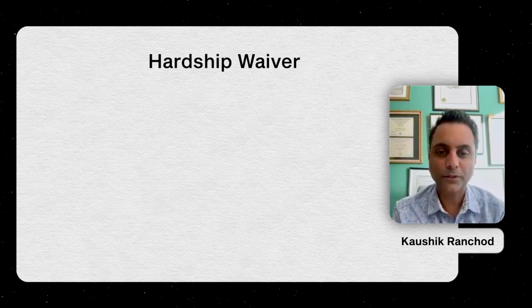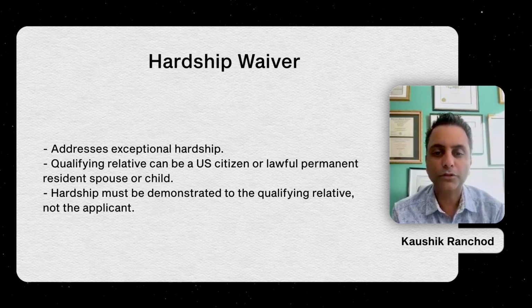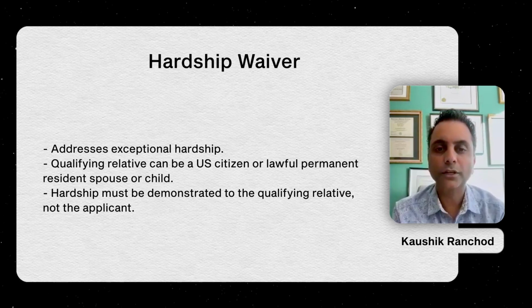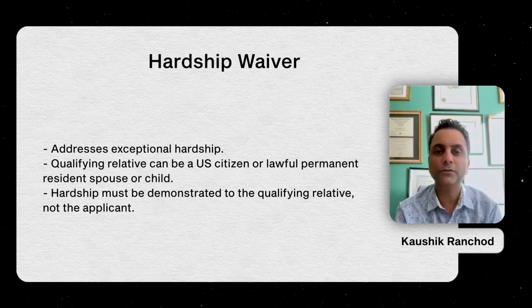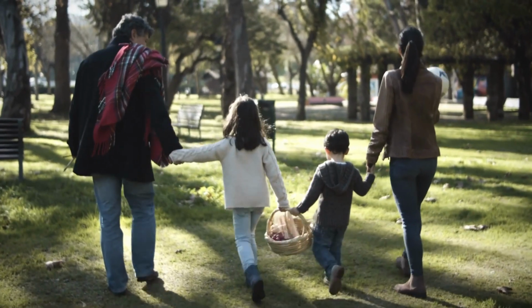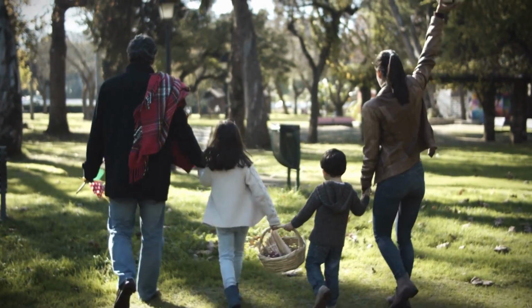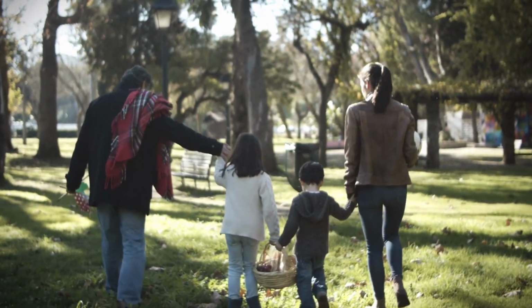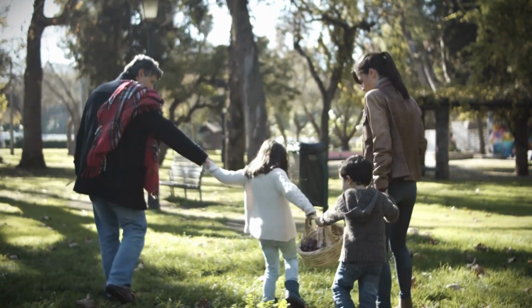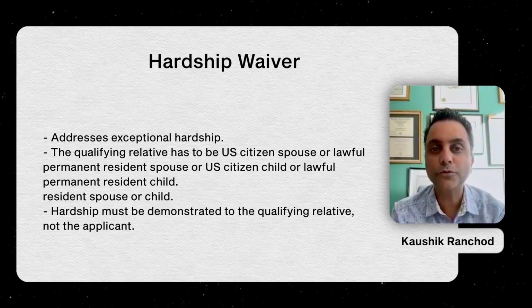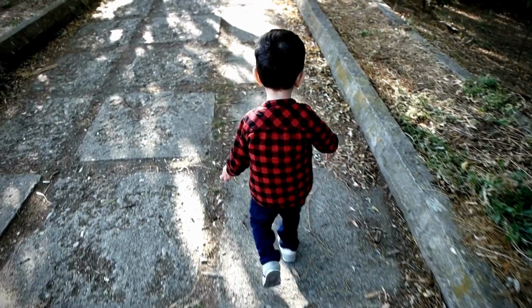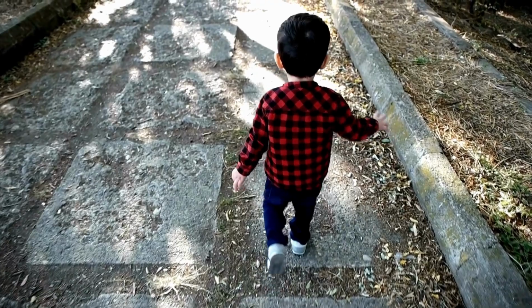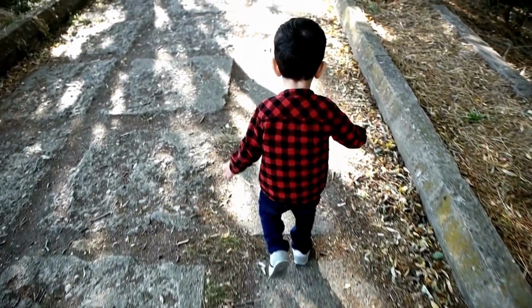For a hardship waiver, and we do many of these in our firm, we're looking at exceptional hardship. So exceptional hardship is what is called the qualifying relative. Believe it or not, people sometimes make this mistake, and I've seen it in my consultations. They don't know who the qualifying relative is. So I want to make sure that's clear. The qualifying relative has to be a U.S. citizen spouse or lawful permanent resident spouse, or U.S. citizen child or lawful permanent resident child. You have to show hardship to the qualifying relative, not to yourself as the applicant. The government doesn't, unfortunately, care about the hardship to you, the applicant. They care about only hardship to the qualifying relative.